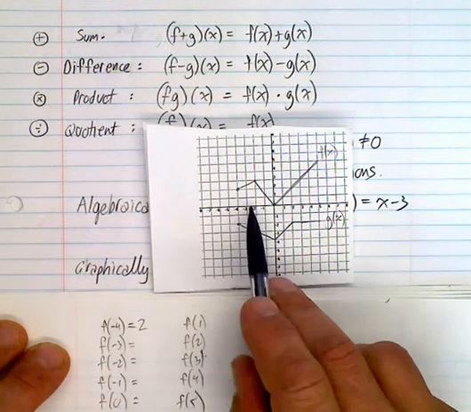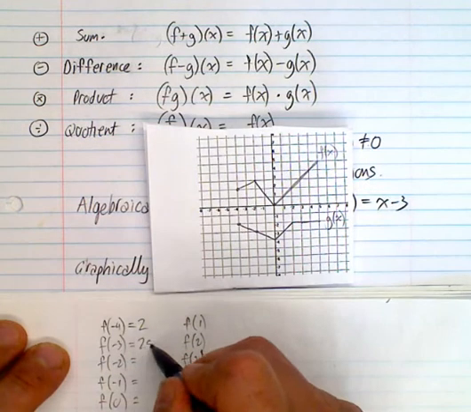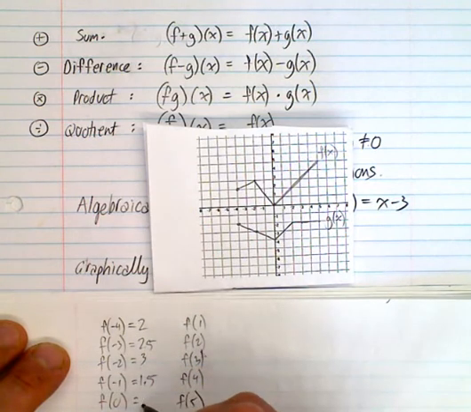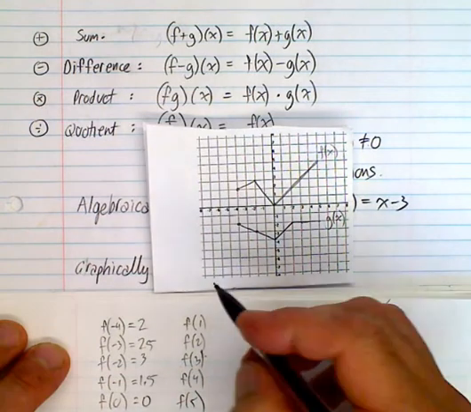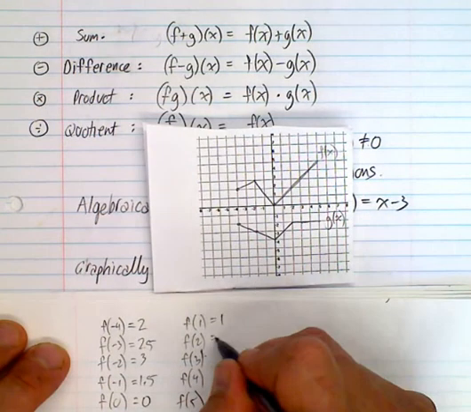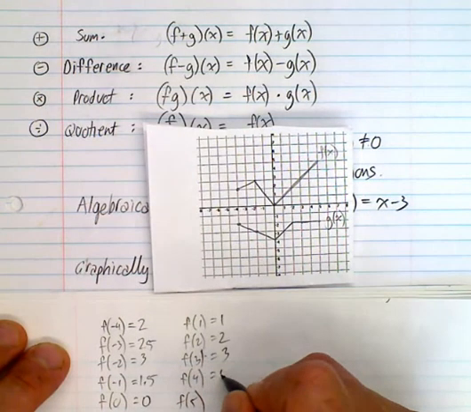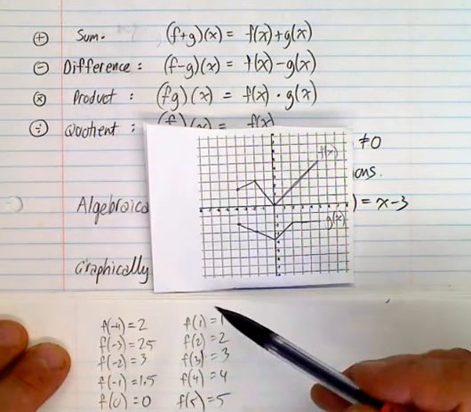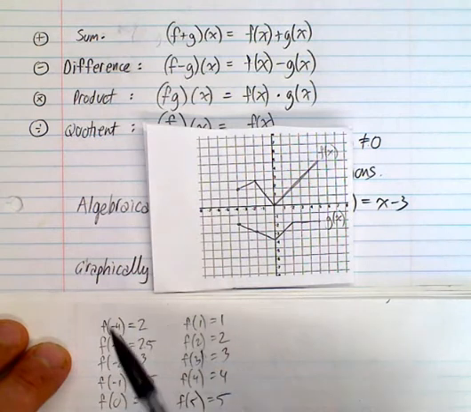When it's negative 3, it's 2.5. When it's negative 2, it's 3. When it's negative 1, it's 1.5. When it's 0, it's 0. When it's 1, it's equal to 1. It's equal to 2. It's equal to 3. It's equal to 4. It's equal to 5. Now we have all the values of the f function through the whole thing.